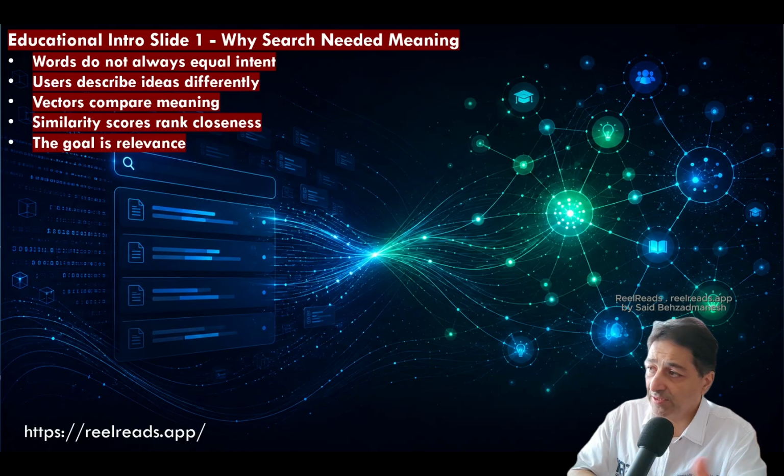Vector search changes the question. Instead of asking whether the same words appear, it asks whether two pieces of text point toward the same meaning. That is why embeddings matter. They turn language into a form that software can compare.